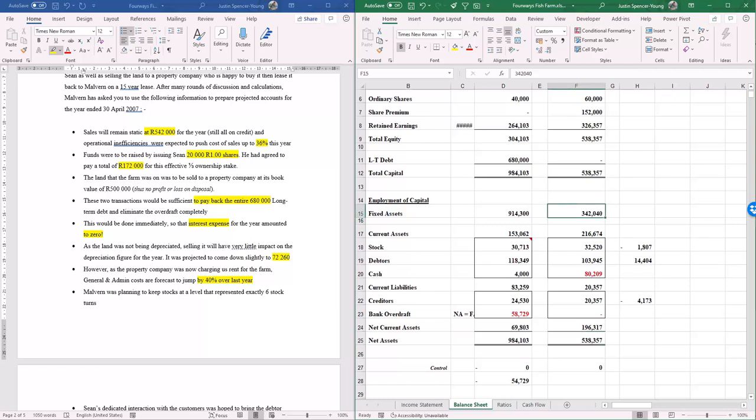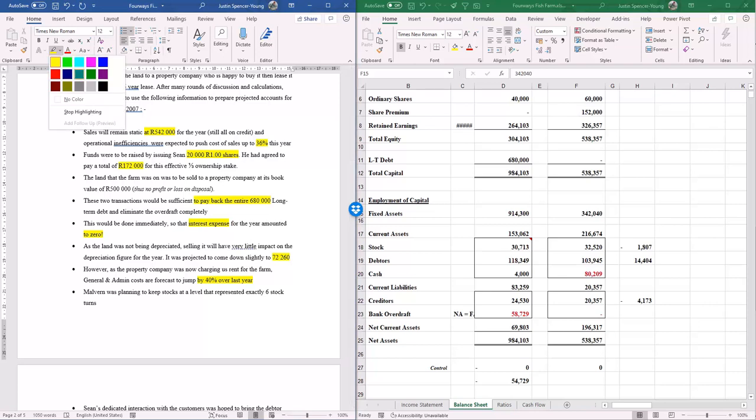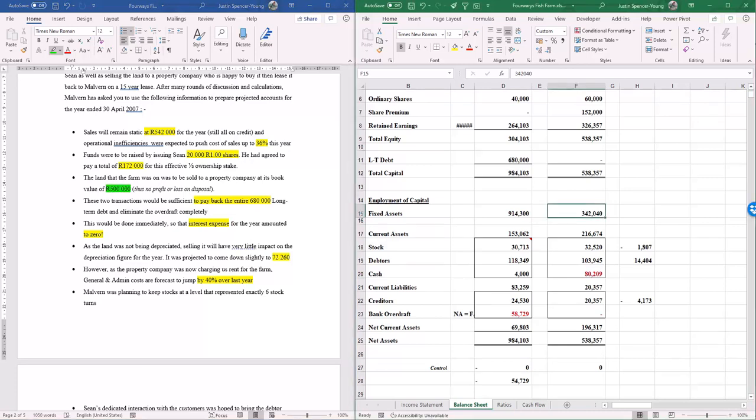Next up, fixed assets. They say to us here that the land and the farm would be sold to a property company at the book value of 500,000 Rand. That's no profit or loss on disposal. Okay, let's make this green, 500,000. I am colorblind. And what's effectively happened here is we've taken this amount and subtracted out of there 500,000. Now we must still subtract out a depreciation number that was given to us of 72,260, and with any luck, there we go, we come back to that number. So that's how that is calculated.